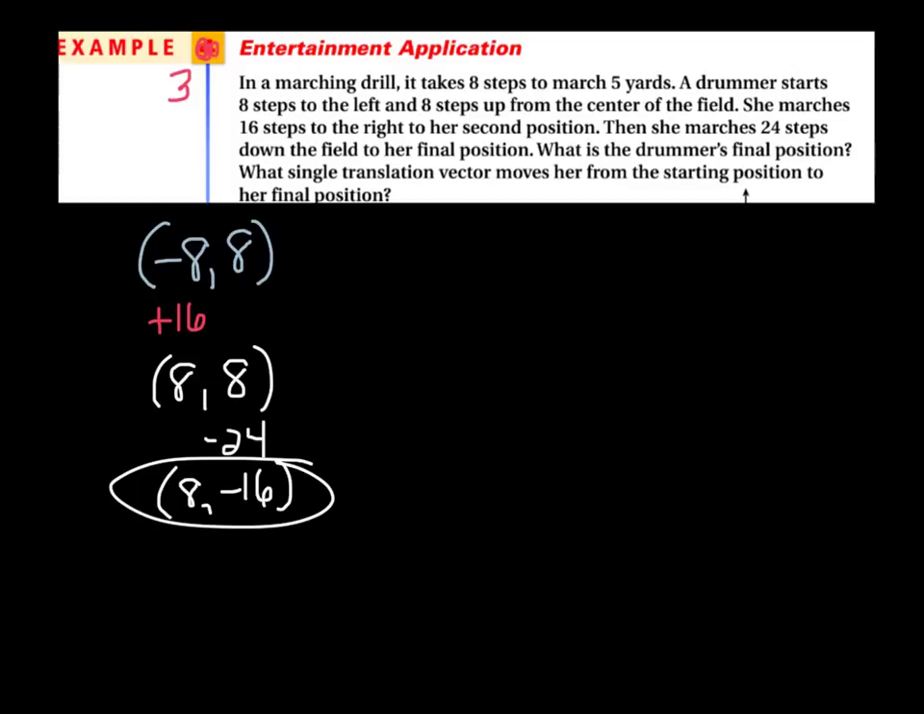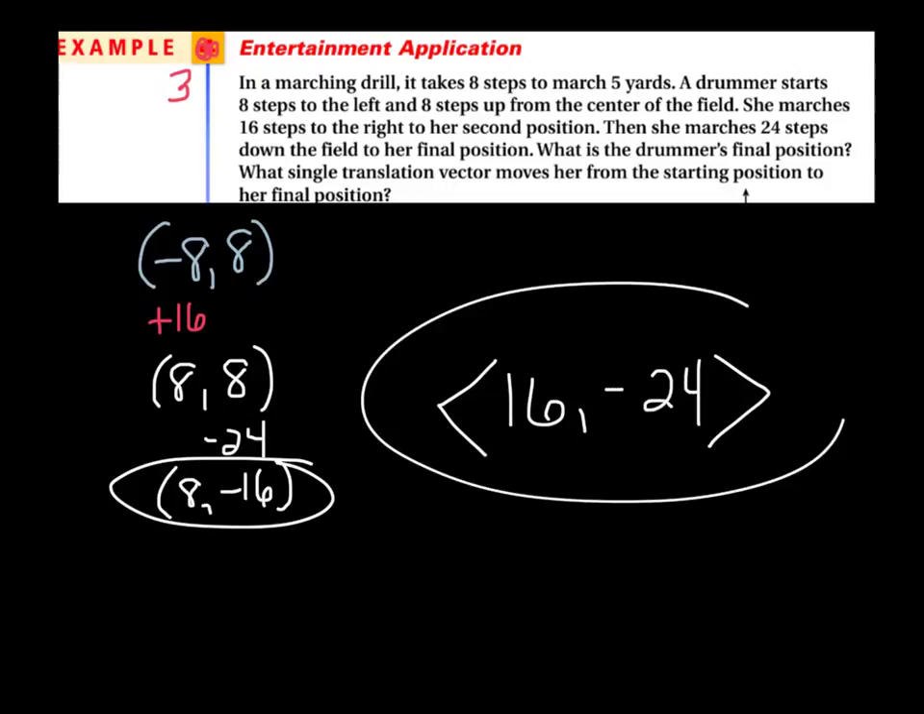The second step says to find the single translation vector that moves her from the starting point to the final position. Well, since she moved a horizontal change of 16 and a vertical change of -24, the vector would be <16, -24>. Our vocabulary from these two sections is isometry.